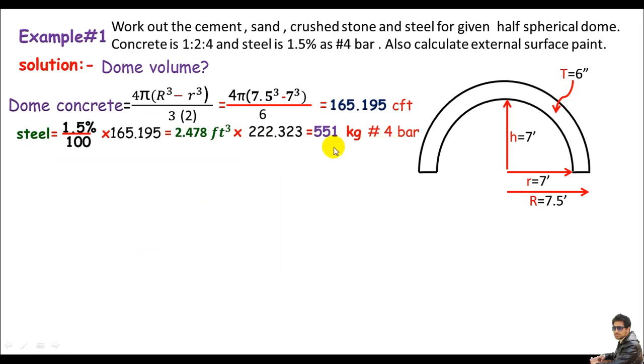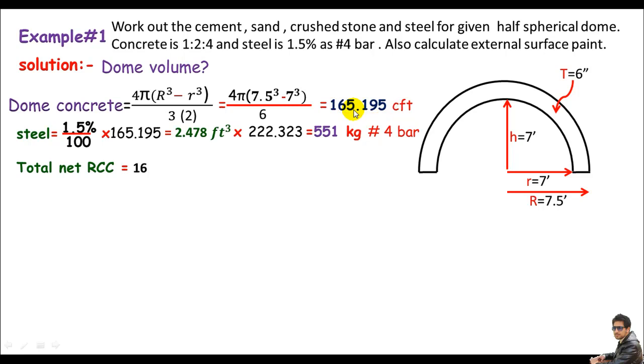I mean, we just need 551 kg number 4 bars. Now, what will be our net RCC? Actually, this is PCC now, right? We'll just deduct the steel volume from the concrete. We have, of course, 2.478 cubic feet as steel. We'll just subtract the steel from the total RCC work, right?